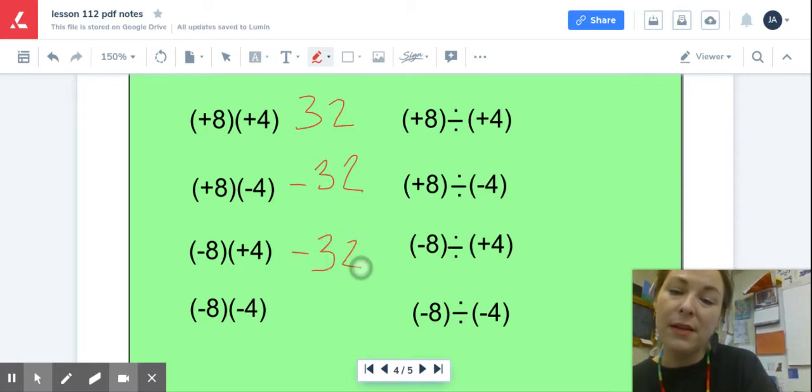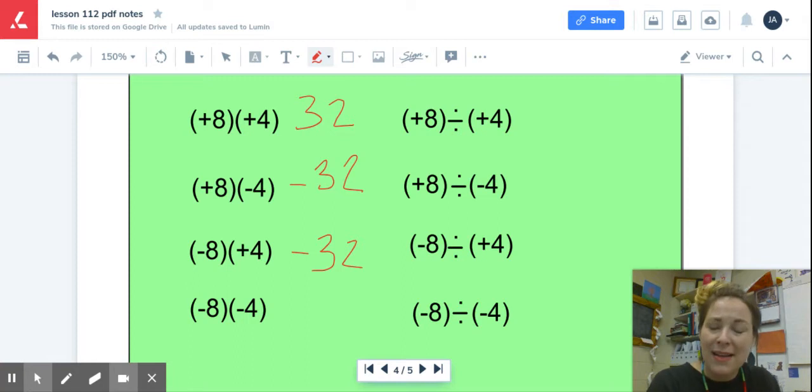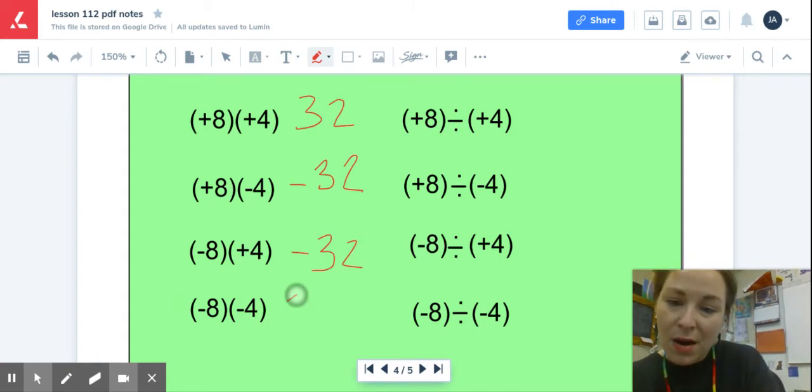And then last one, we have a negative 8 times a negative 4. Even though both of those say negative, which makes you think negative, the signs are the same. We're multiplying the same sign together, and that always gives us a positive answer. So our product in this case is a positive 32.